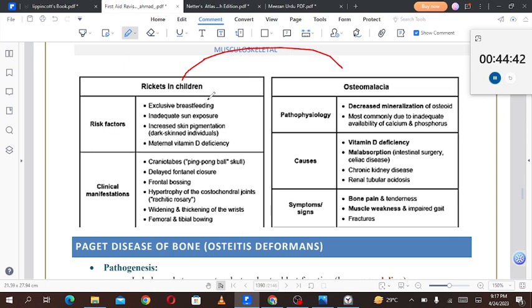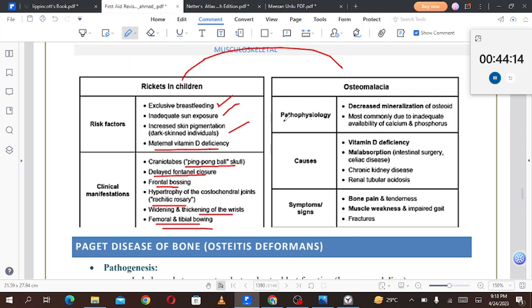Risk factors for rickets are exclusive breastfeeding, inadequate sun exposure, increased skin pigmentation in dark-skinned individuals, and maternal vitamin D deficiency. For the cranial manifestations: craniotabes, that is ping pong ball skull, delayed frontal closure, frontal bossing, hypertrophy of the costochondral joints, that is rachitic rosary, and widening and thickening of the wrists, and femoral and tibial bowing can also be seen. So these are the manifestations.